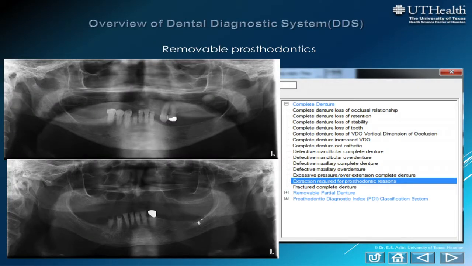Removable prosthodontics is divided into complete denture and removable partial denture. The case presented here is a common example of a dentition where the prognosis of maintaining the remaining teeth is poor, and at best unfavorable, due to several medical and dental conditions and patient preferences. Therefore, when patients select to receive extractions due to prosthodontic requirements, it would be appropriate to select the extraction required for prosthodontic reasons.